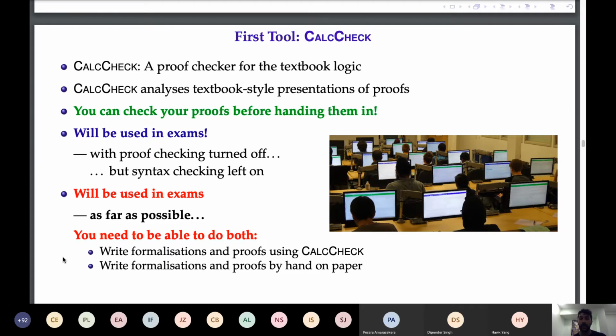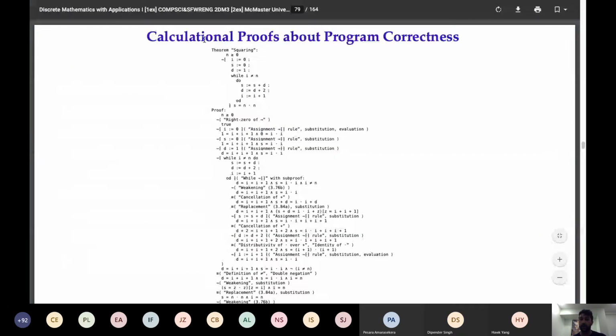So here's an example proof of correctness. We have a little tiny algorithm right here. I becomes 0, S becomes 0, D becomes 1. While I is not equal to n, we perform the following assignments. So here's a program, and we're saying at the very end of that program, we can guarantee that S is going to be n squared, n times n, provided that n is at least 0 before running the program.